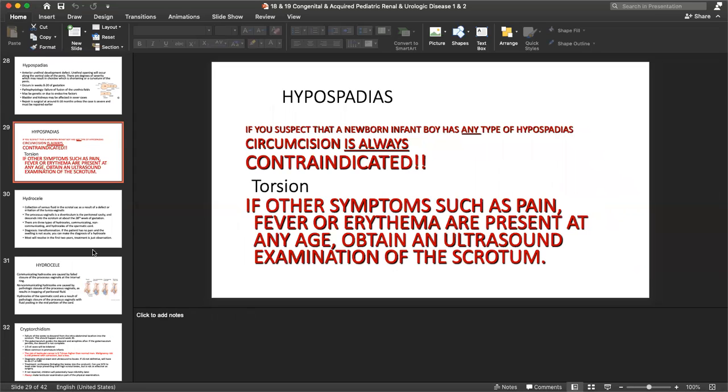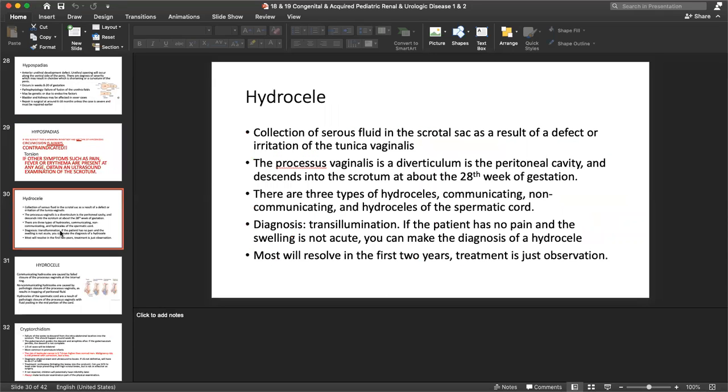Okay, hypospadias. If you suspect an infant boy has a type of hypospadias, do not do circumcision. And if they're with torsion, if there's any symptoms like pain, fever, erythema, at any age, get ultrasound examination of the scrotum so they don't lose it.